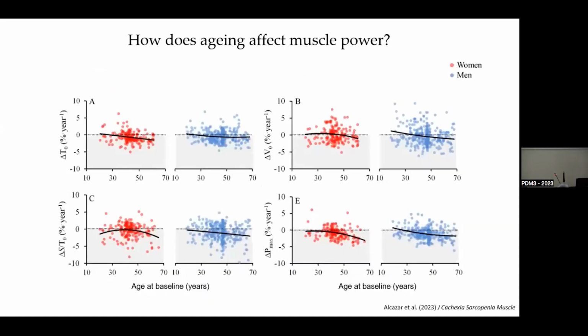But actually, we can see a great variation among individuals. This was a 10 years follow-up study. Some individuals experience a decline, but others experience no change or even an increase in the different parameters of the torque-velocity relationship. So individualization is key, actually, because we always look at average data, but there are some individuals that did not experience a decline.